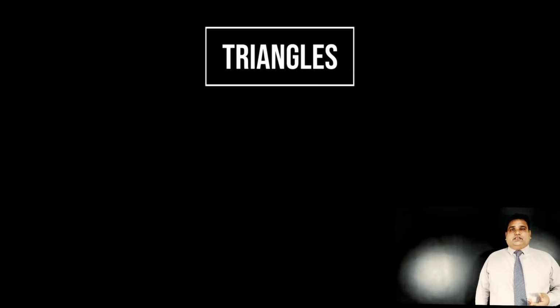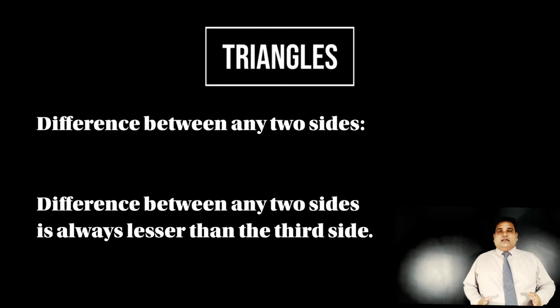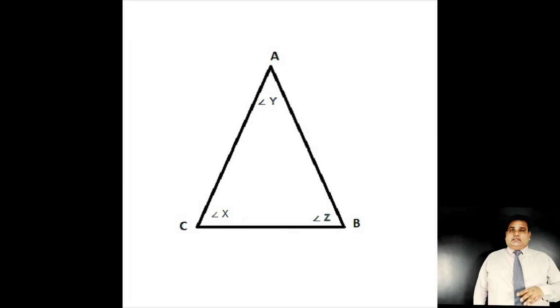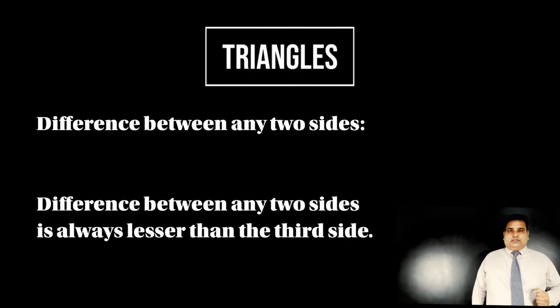Concept number 8 is what? Again, difference between any two sides. Interestingly, the difference between any two sides is always less than the third side. So if we take, let's say, sides AB and BC, and I take the difference of these two sides, it will always be less than the third side.